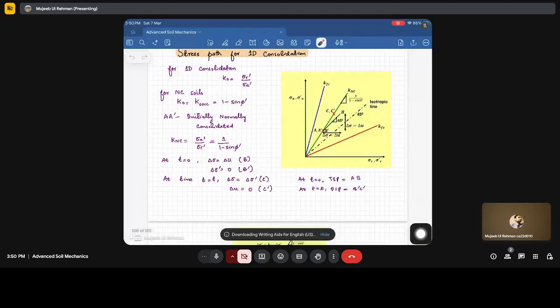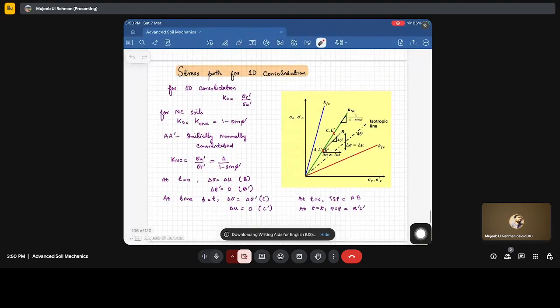It will go from A to B, and again delta sigma dash is equal to 0. Delta sigma dash is equal to 0 because the total stress and the pore water pressure are equal, so the effective stress is 0, so B dash will be the same as the initial point. Now at time t is equal to t, when the pore water pressure dissipates, delta sigma will be equal to delta sigma dash, represented by point C, and this C will lie on the same K naught C line.